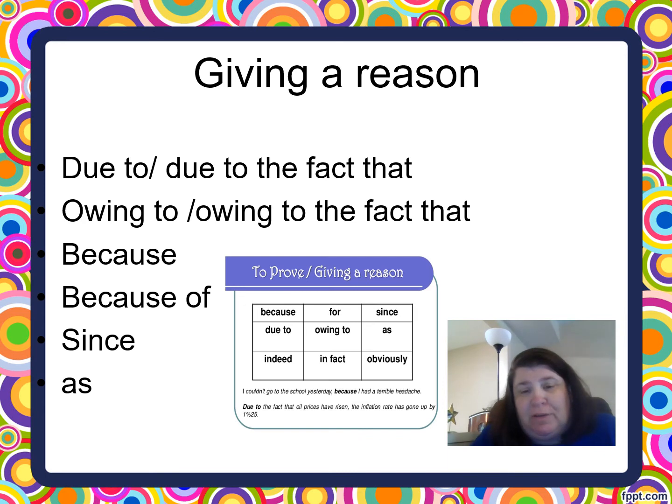I couldn't go to school yesterday because I was sick. Or I couldn't go to school yesterday due to the fact that I was sick. Or I couldn't go to school yesterday since I was sick. You see how these words are interchangeable. Then you get into this real technical thing: due to the fact that prices have risen. That's just really proper to me, so I don't like that sentence too much, but it's there.